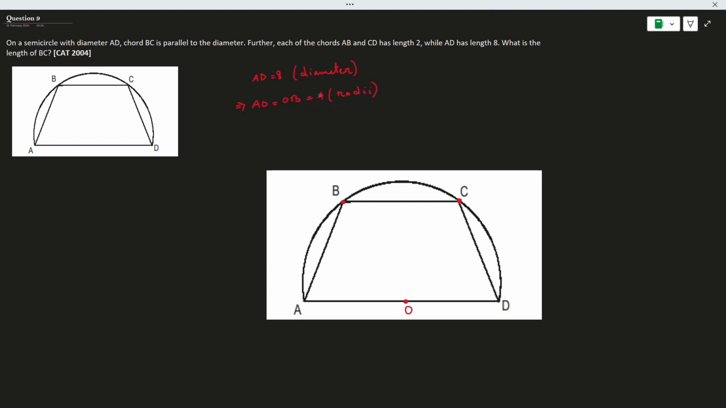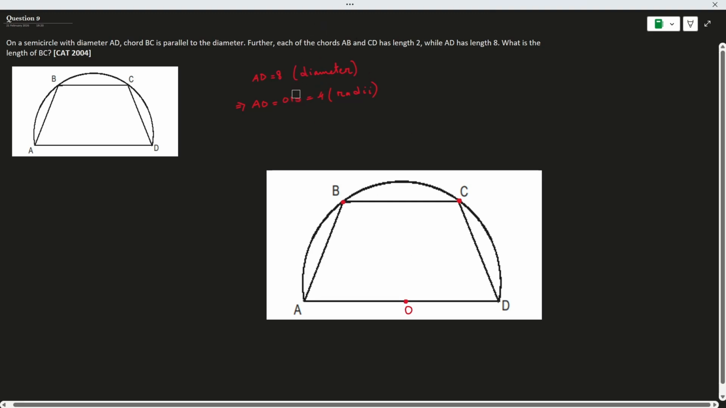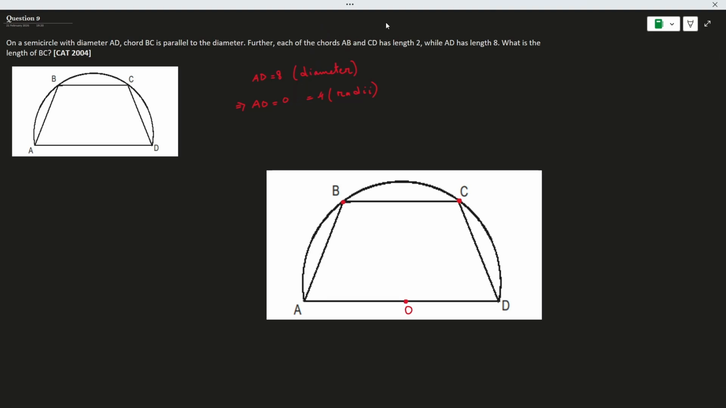AO and OD, not OB. OB will also be the radius, but in the diagram currently it will be OD. This won't be OB. This will be OD. I need to find the length of BC, and this is 2 units given. This is also 2 units given. So let us assume that BC is equal to x units, and let me drop two perpendiculars from point B.